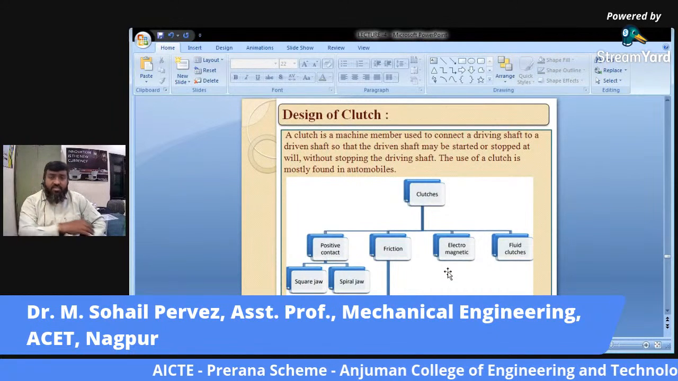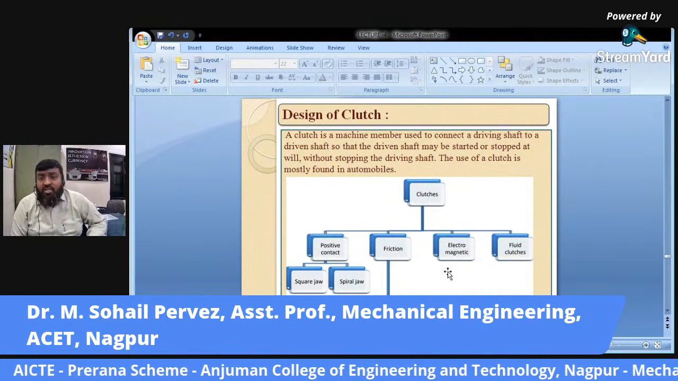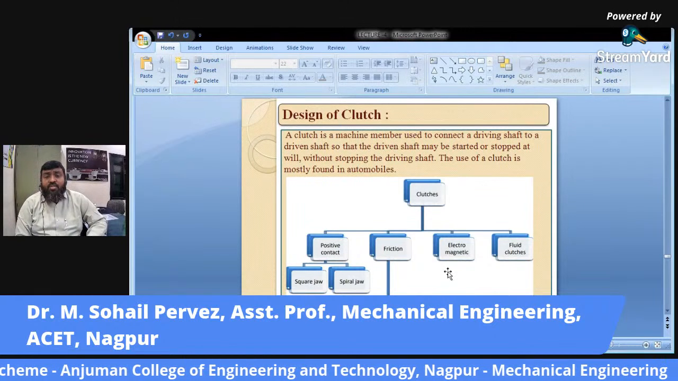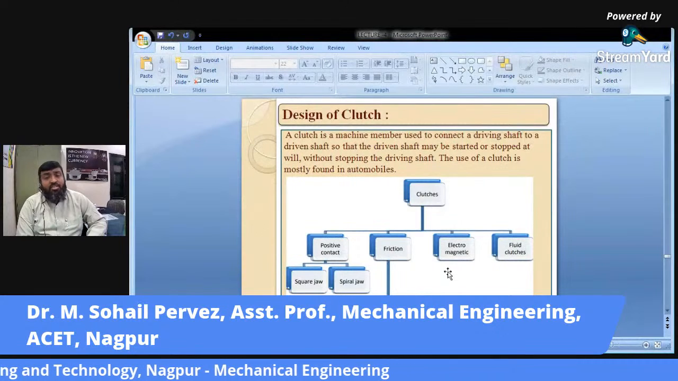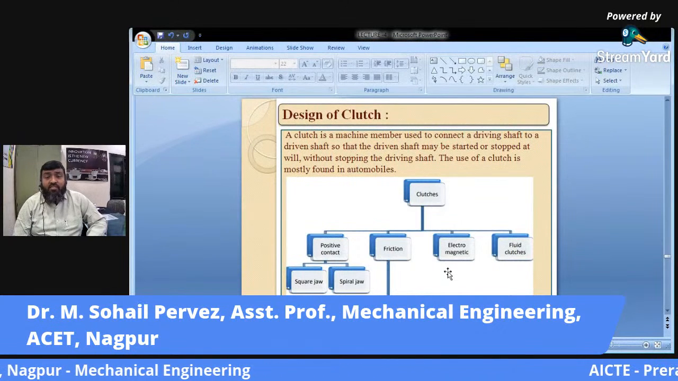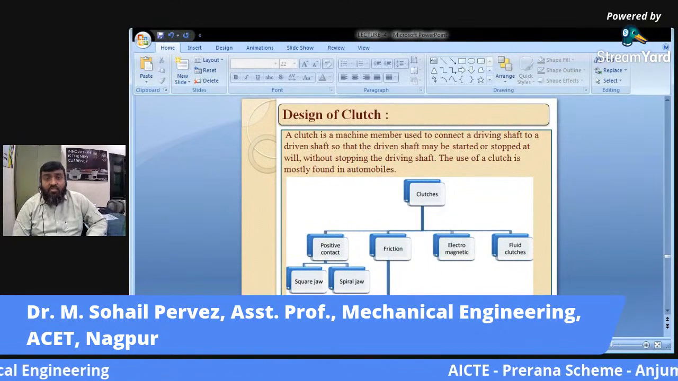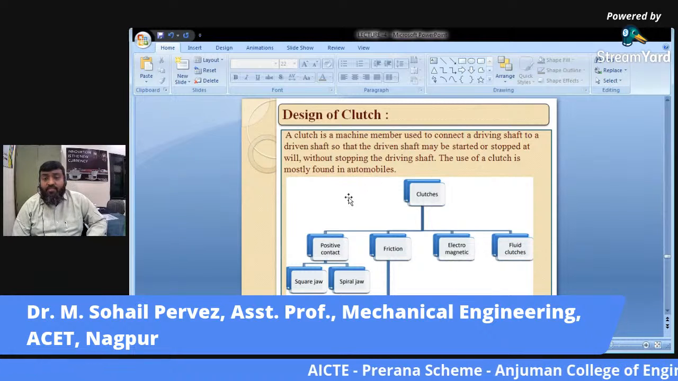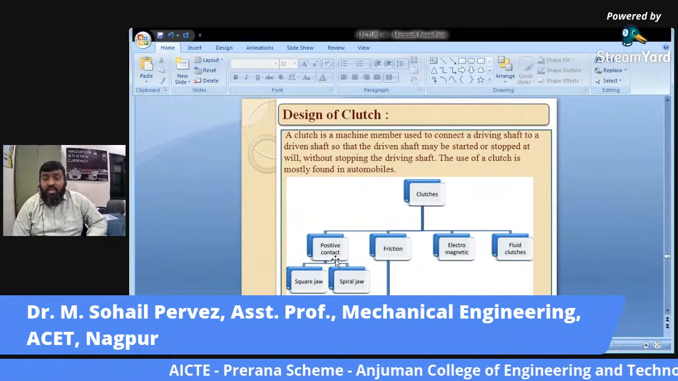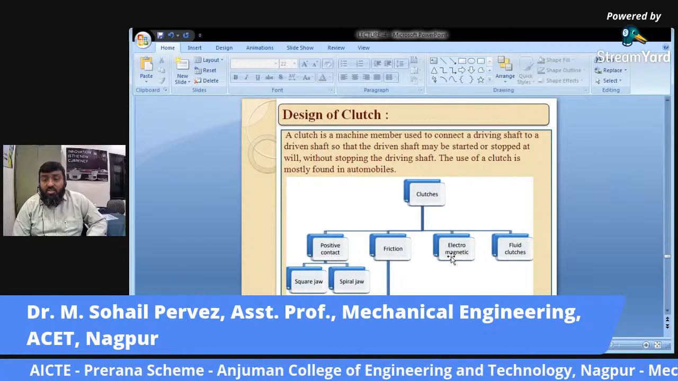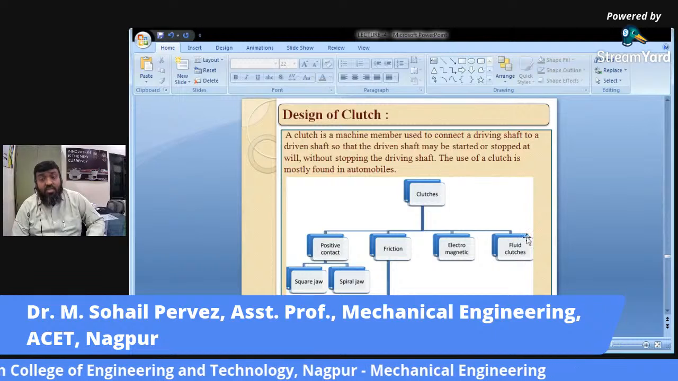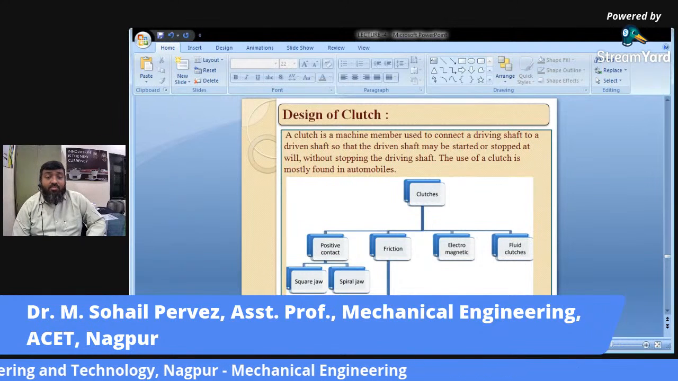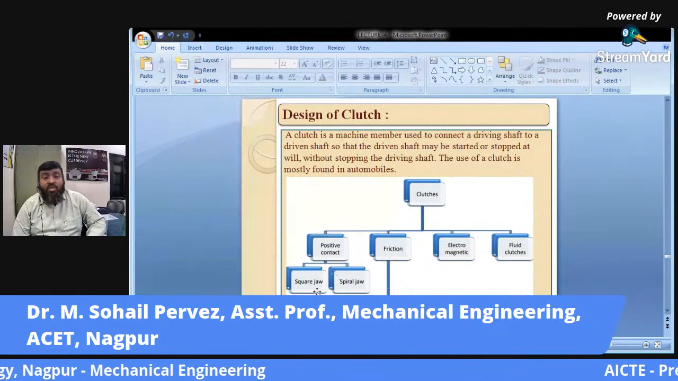Now, as far as the definition is concerned, the clutch is a machine member used to connect a driving shaft to a driven shaft, so that the driven shaft may be started or stopped at will without stopping the driving shaft. The use of clutches is mostly found in automobiles. So friends, these are the types of clutches: positive contact, friction, electromagnetic, and fluid clutches. Nowadays, fluid clutches are more in use. As far as positive clutches are concerned, square jaw and spiral jaw.